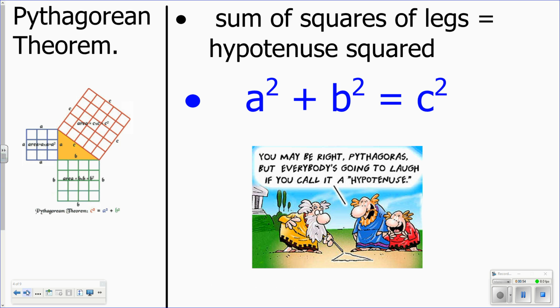The Pythagorean theorem says that the sum, so adding the square of the legs, so that each of the sides squared, equals the hypotenuse squared. So that's a squared plus b squared equals c squared.